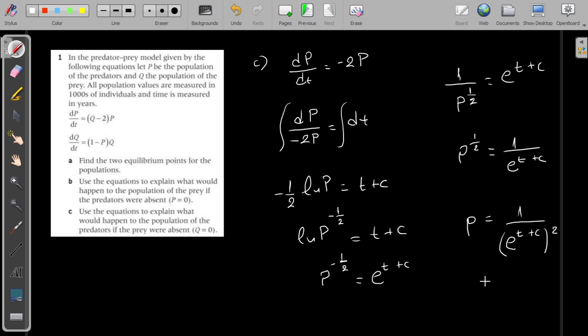So here, since it's in the denominator, this is a rational function. Basically it will look like that. So I see what will happen with my population of the predators: it will exponentially decay.